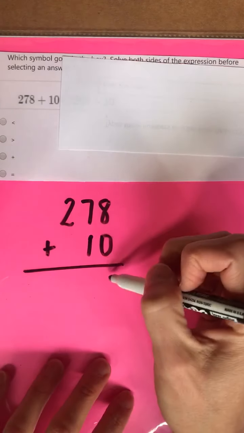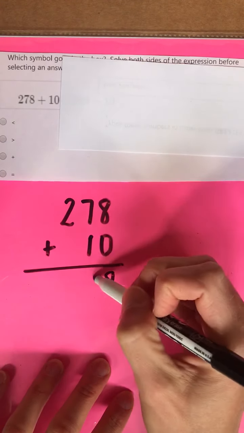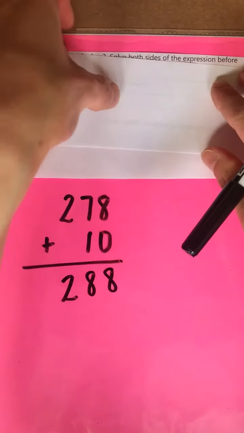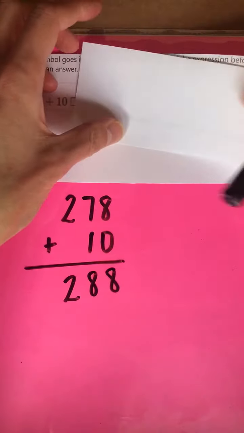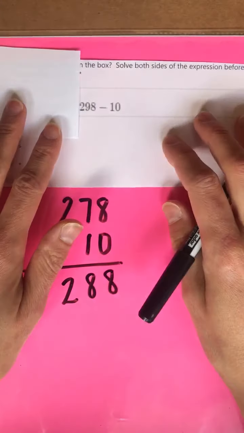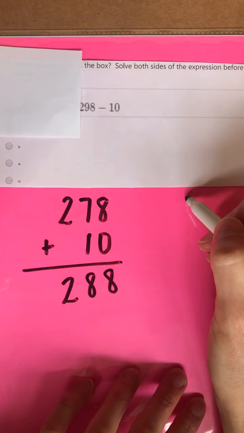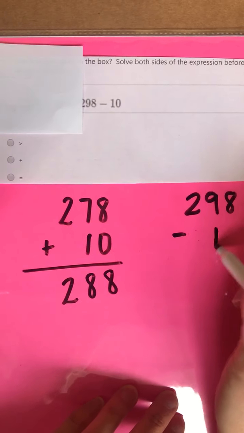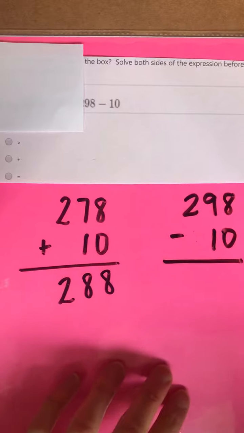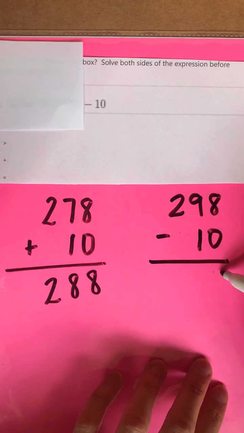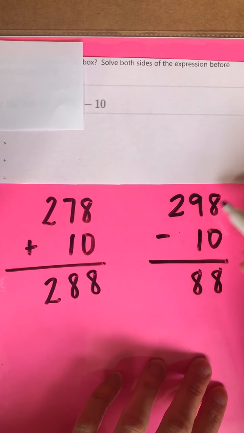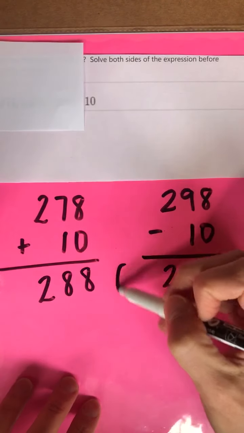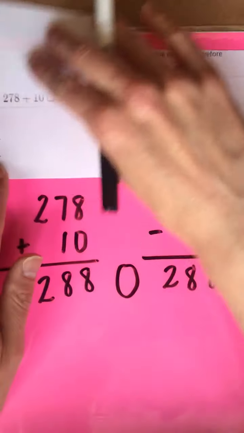Okay, friends, great job. So you should have told me that 278 plus 10 is 288. Now you're going to look at this side of the expression. 298 minus 10. So go ahead and set that up on your paper. Pause the video, solve it, and when you're ready with your answer, press play. So friends, you should have told me that 298 minus 10 was 288. So what goes in the middle?